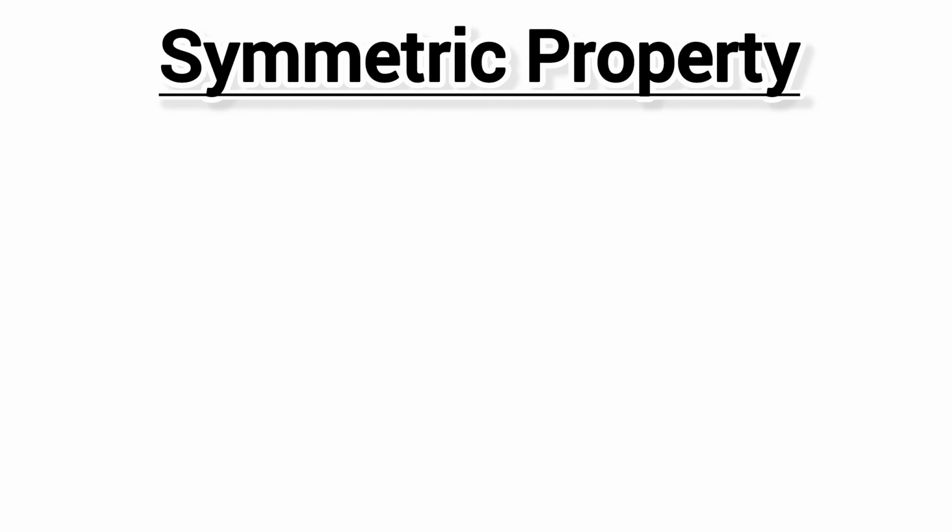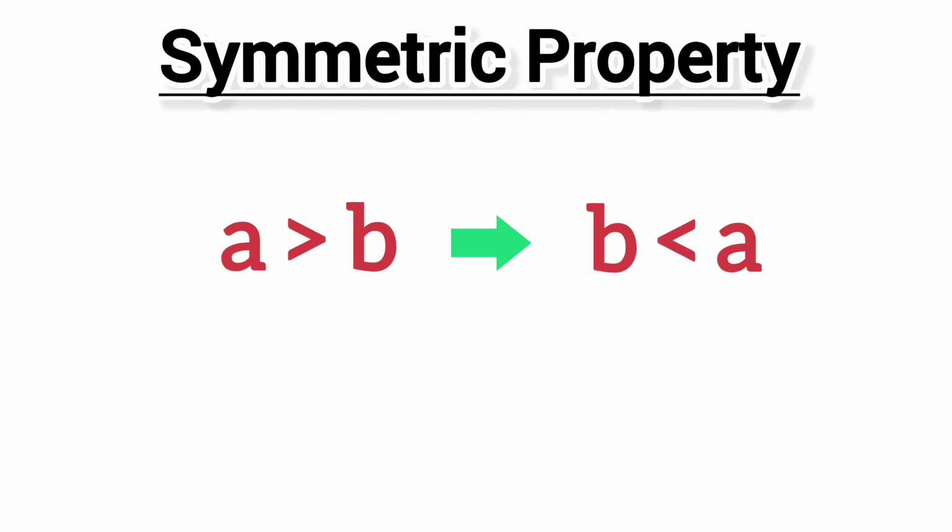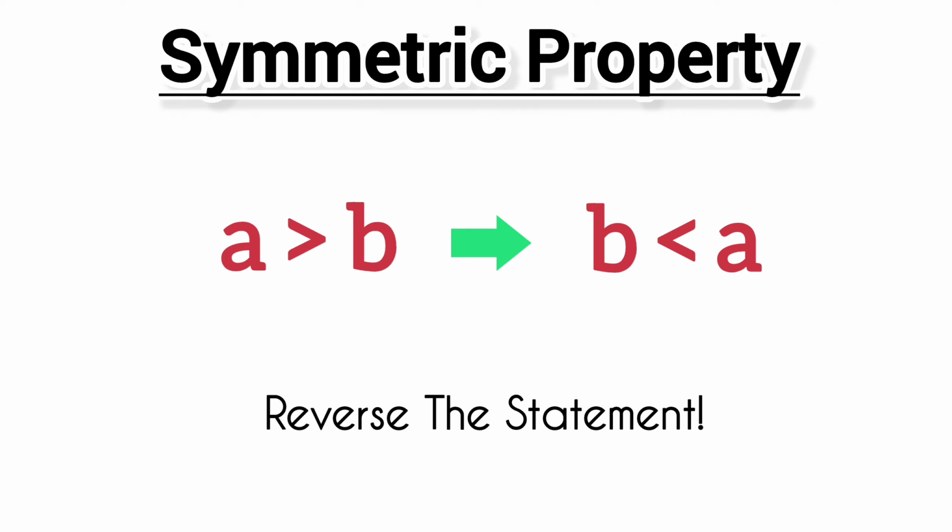Third is symmetric property. If A is greater than B, it implies B is less than A. So simply reverse the statement. Now that you know the basics, we'll move forward to the moderate properties.